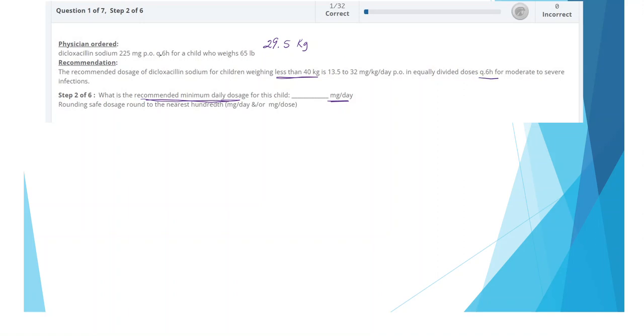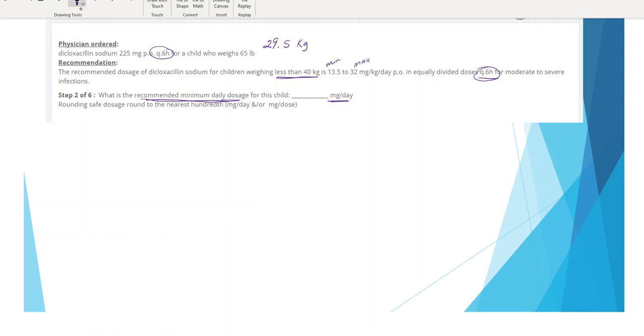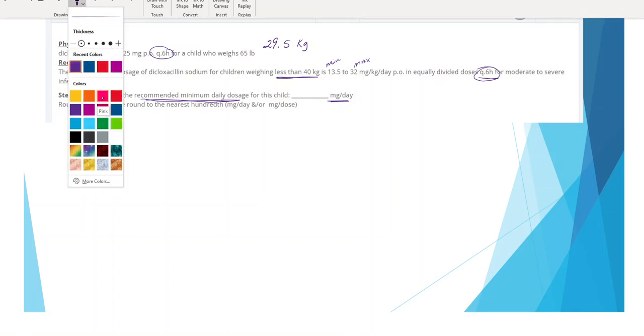All right, so notice the doctor orders every 6 hours. We have to make sure that these check, that we're in the right amount of doses. So then we're going to set it up. We've got a minimum amount, that's our first, and then we've got a maximum amount. So the first one I'm going to do is minimum. I'm going to change colors so I can kind of keep these color coded.